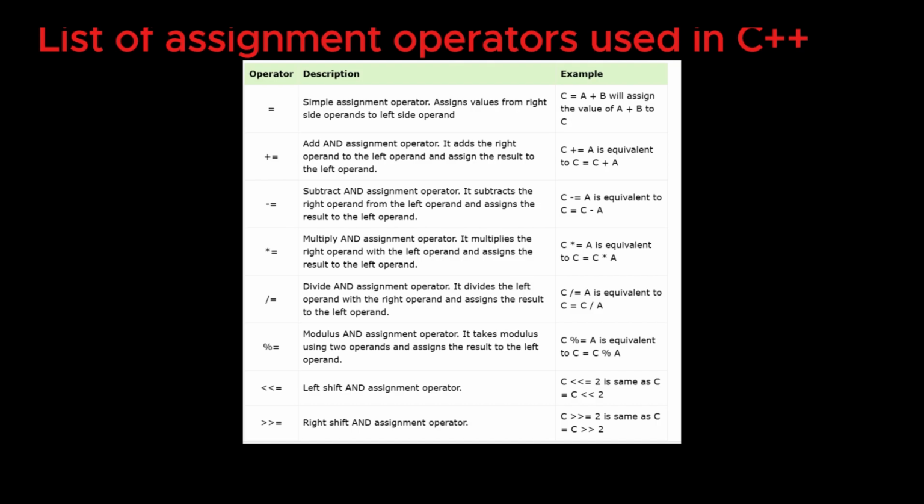This is equivalent. So the next one is the left shift and assignment operator. In the example, c left shift equal 2 is the same as c equals c left shift 2. These are equivalent. The last one is the right shift and assignment operator. So you see in the example, c right shift equal 2 is the same as c equals c right shift 2.